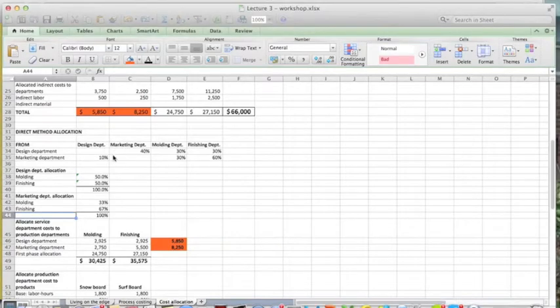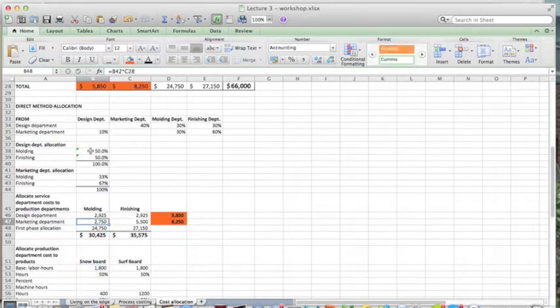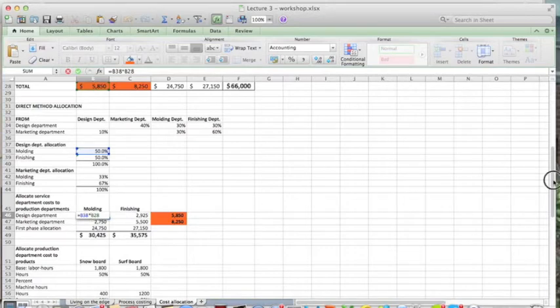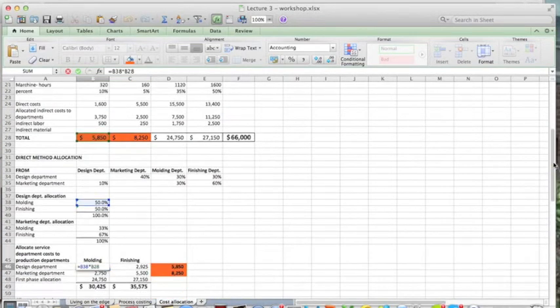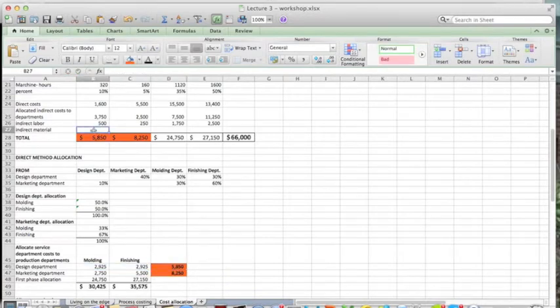Now we have allocated to each department, and now we have the service departments allocated to the production departments. Since 50% of marketing went over to molding and the other 50% of marketing went to finishing, I have half of 5850 going to molding, half of 5850 going to finishing. So that's split half and half. You see the total still matches the total of marketing. I just allocated to production.